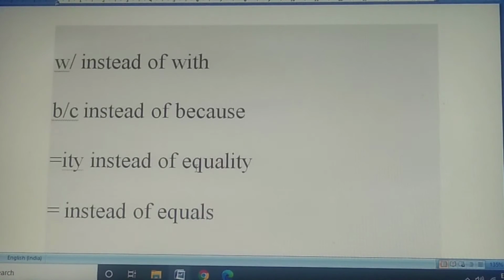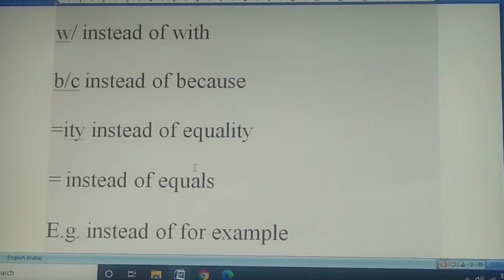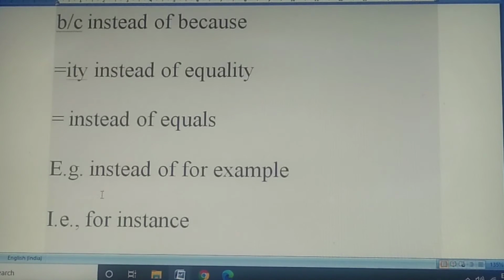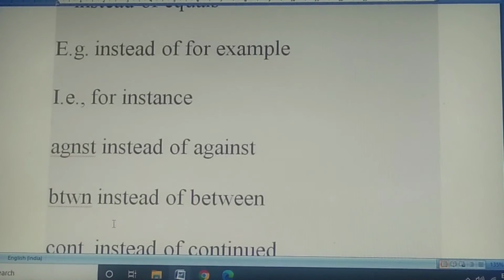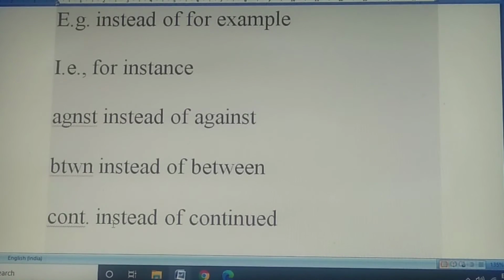See, instead of "with," you write W. B hyphen C instead of "because." Then equal to ITY instead of "equality." You must be writing this in maths, isn't it? Equals, very common in maths. Example, EG. IE, for instance. Yes, you can. These are universal symbols. Everywhere it is used like that.